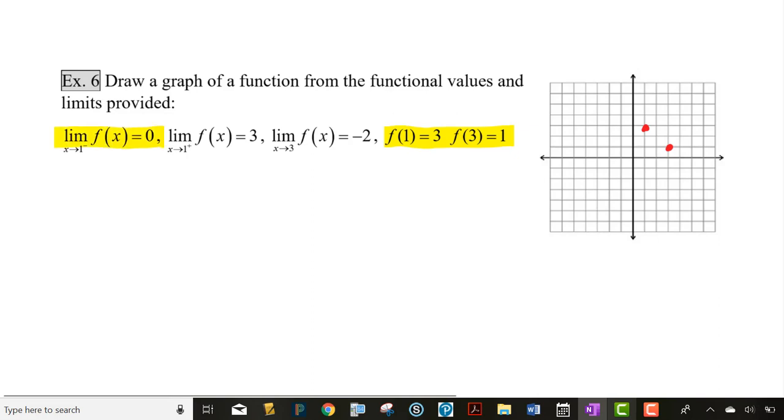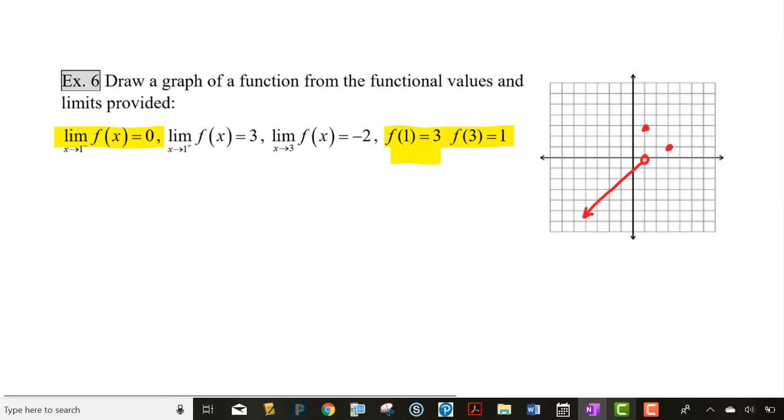The next thing I'm going to look at is the first limit that they give me, the limit as x approaches 1 from the left. Well, since f of 1 is equal to 3 already, then if the limit as x approaches 1 from the left is equal to 0, I'm going to have to put an open circle here at x equals 1, y equals 0, and then I'm just going to draw a piece of a graph that will approach this point from the left.